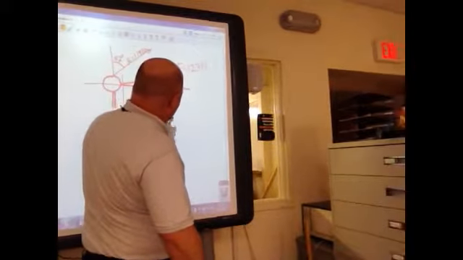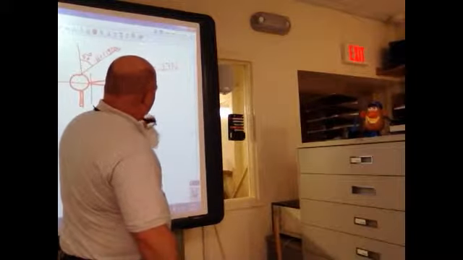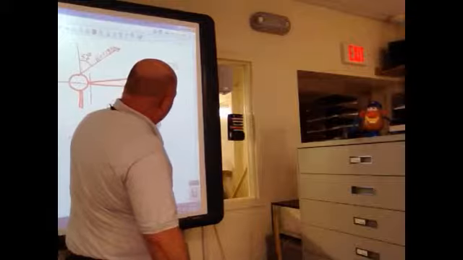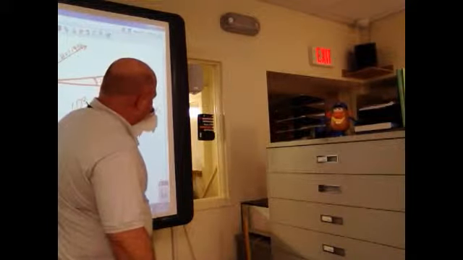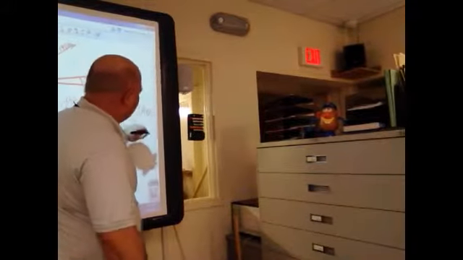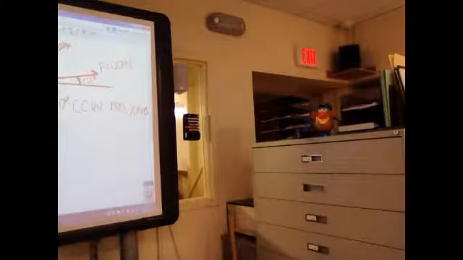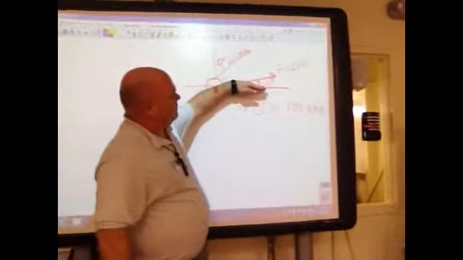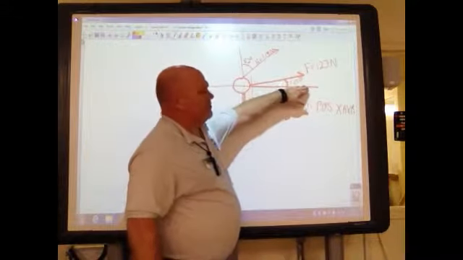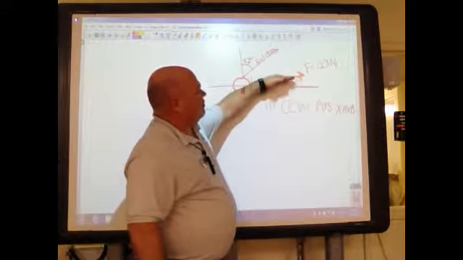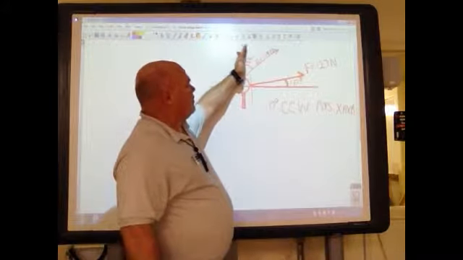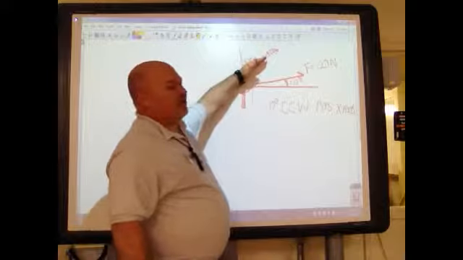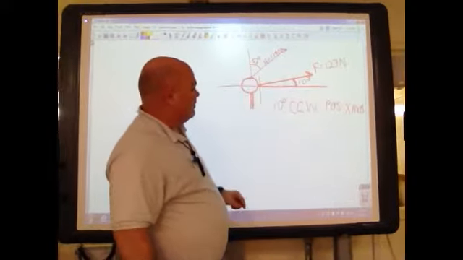counterclockwise from the positive x-axis. And what that means is the vector is referenced off the x-axis on the positive side and is rotating counterclockwise. Force vector H is rotating clockwise 52 degrees from the y-axis, or the positive y-axis.